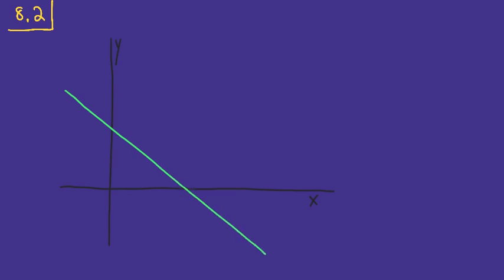So if we imagine a line, there's going to be 2 points on this that'll be of particular significance. The point where the line crosses the y-axis, right there, and the point where it crosses the x-axis, right there. This is called the y-intercept. And this is called the x-intercept.